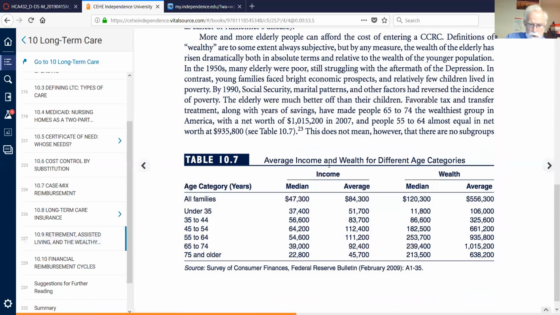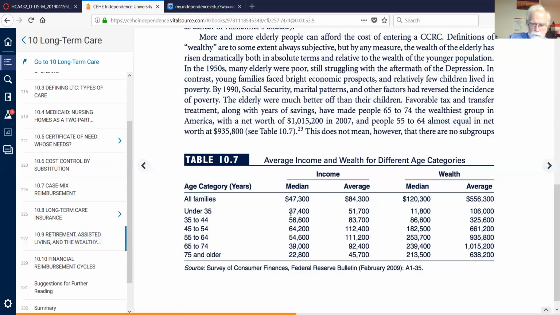So let's take a look at the average income and wealth for different age categories, and let's just go right up here. Starting here, income. So we've got the median. You know the difference between the median and the average. The average is just the sum total of all the incomes divided by the number of people who have them. The median is the one in the middle.